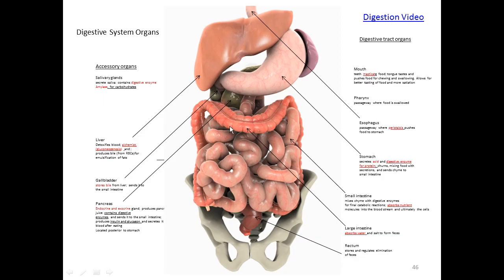The large intestine, not only does the microbiome reside here, it's an area of water reabsorption. The only other thing I can add about the pancreas, it's 95% exocrine, which means 95% of the pancreas's job is to make digestive enzymes and release them into the small intestine. Only 5% of the pancreas's job is to make glucagon and insulin, which is endocrine. Endocrine gets released into the blood.